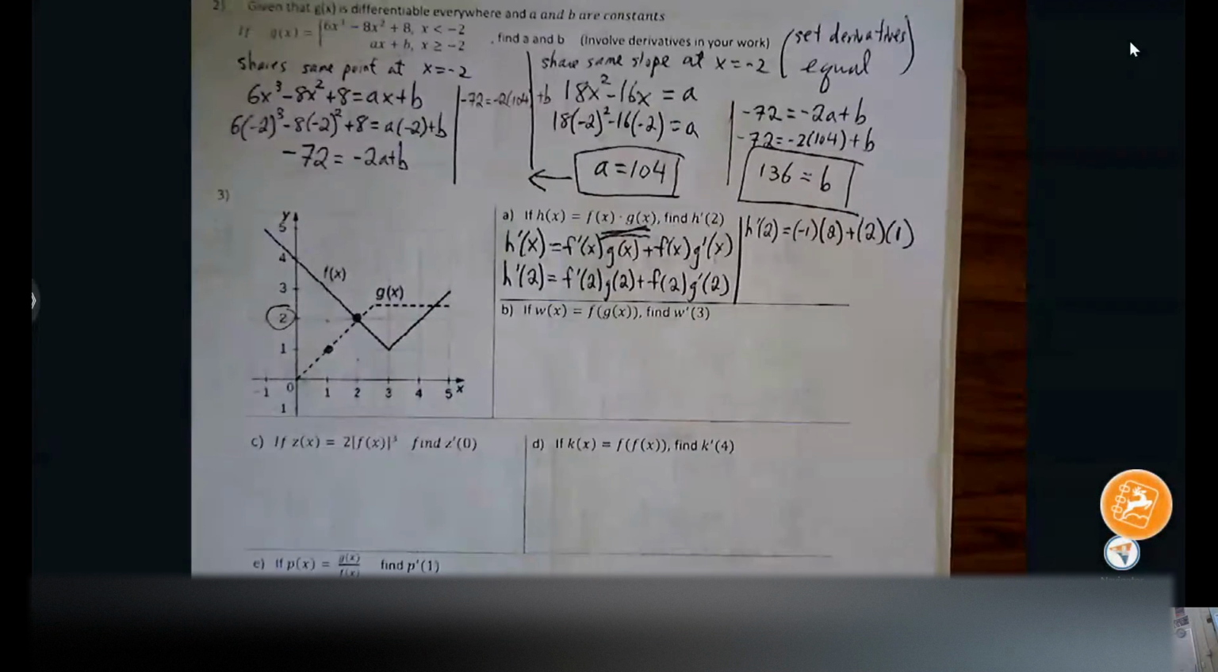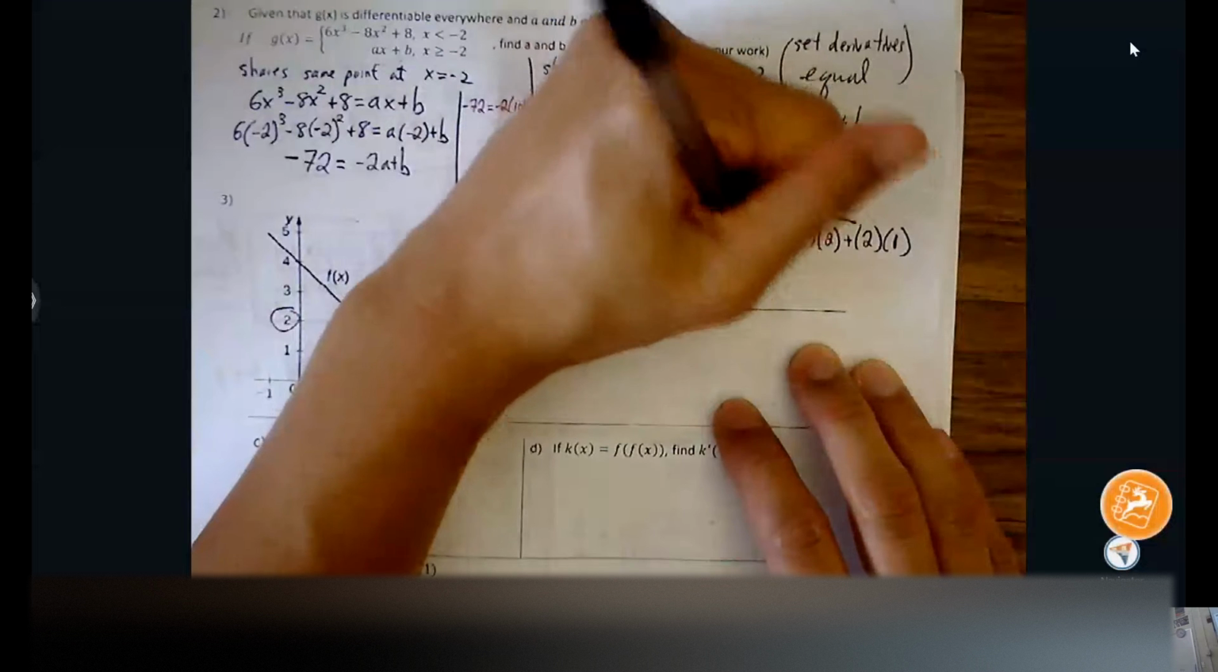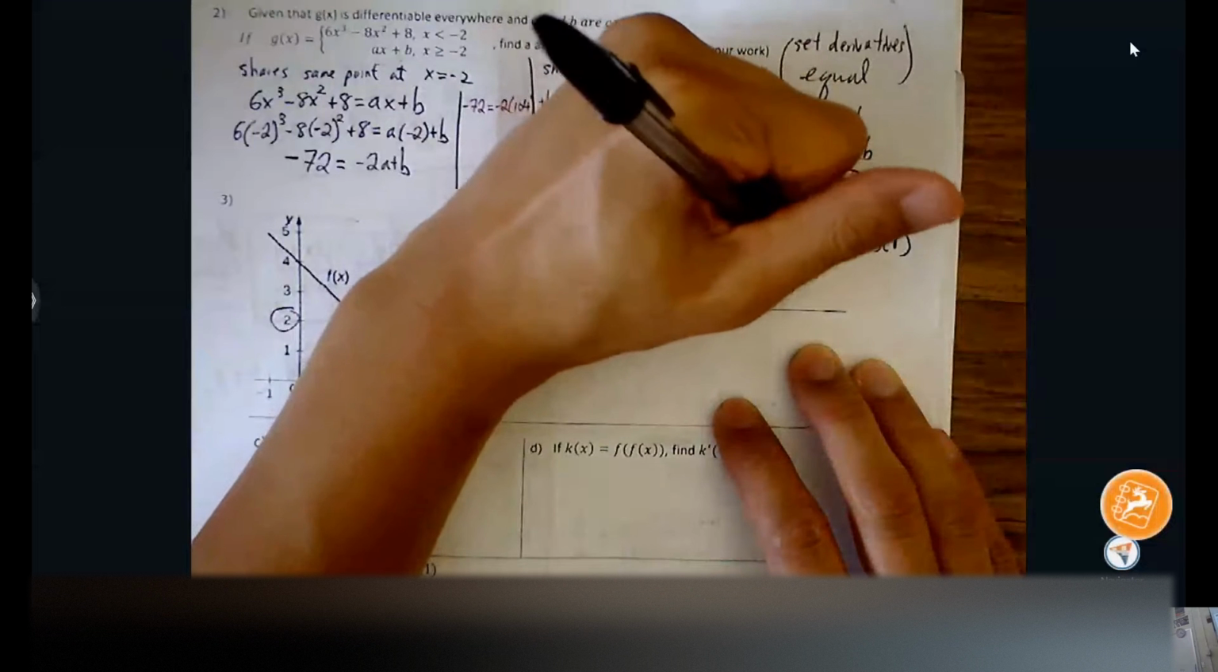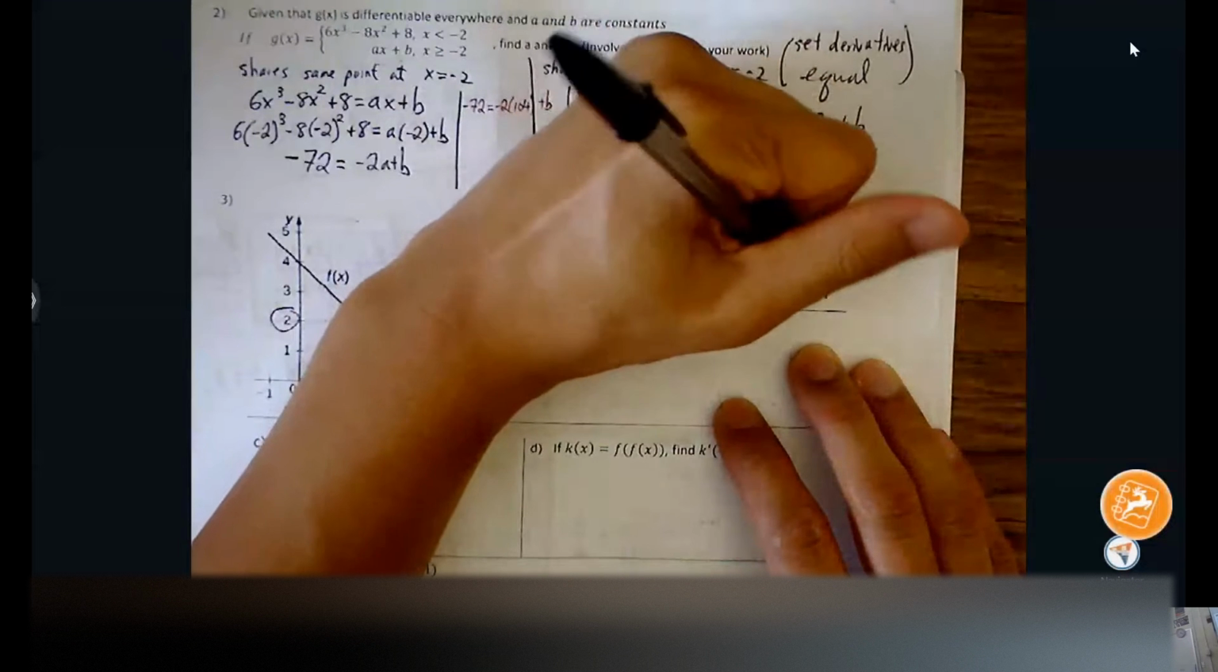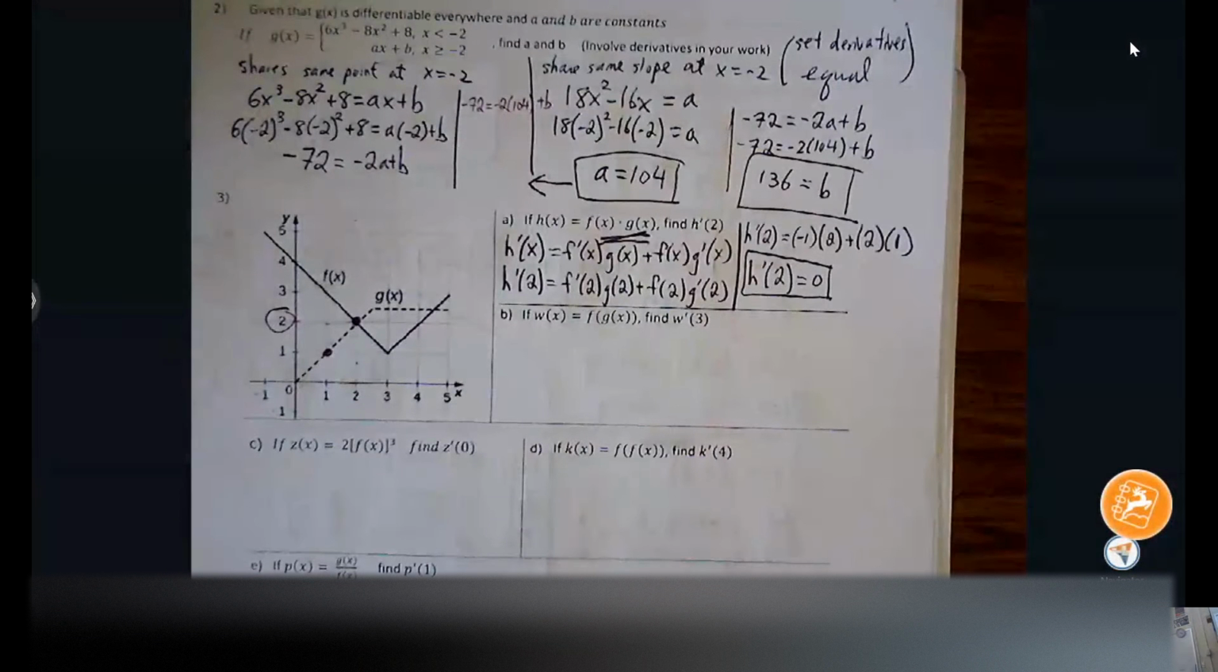So I get -2 plus 2, which is 0. So my final answer is 0. Okay. On the test tomorrow, I'm looking for more than just your answer. I'm looking for your work that supports your answer.